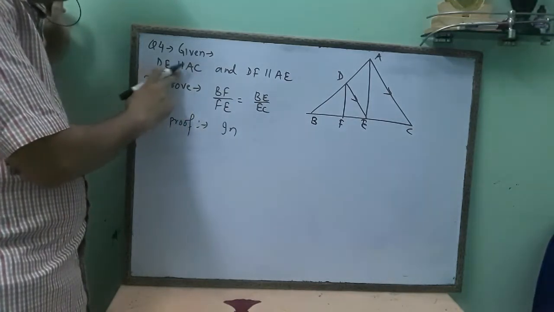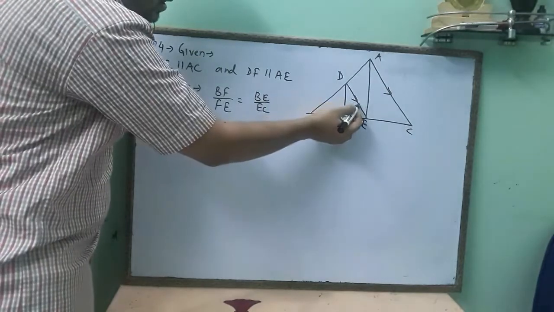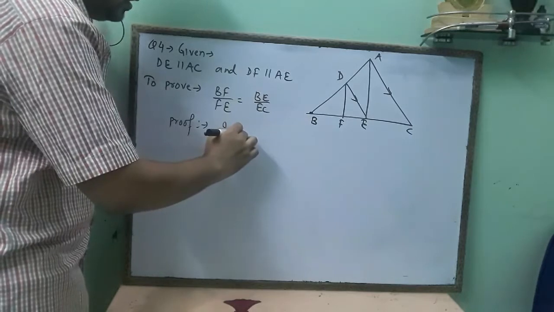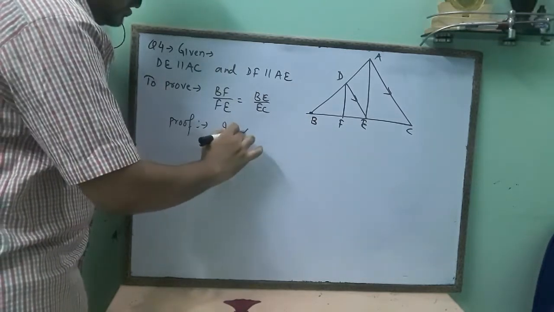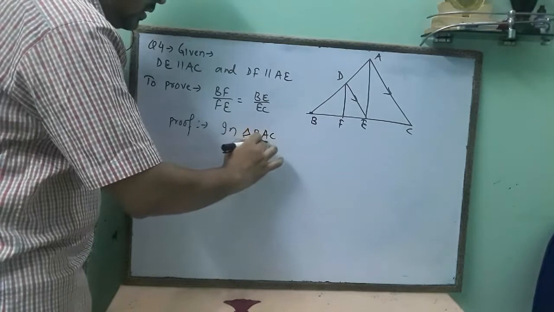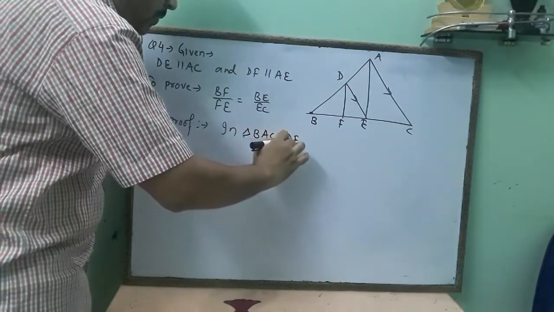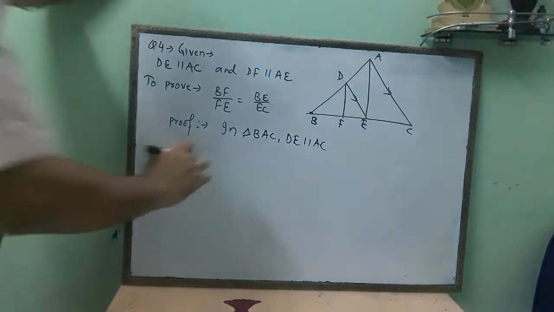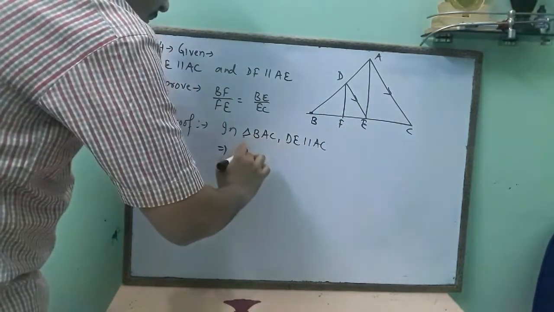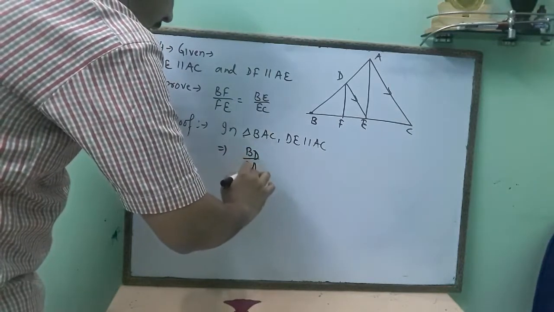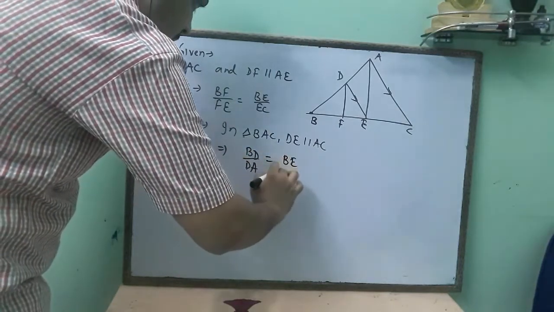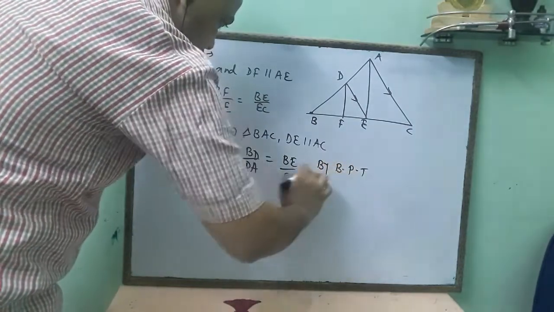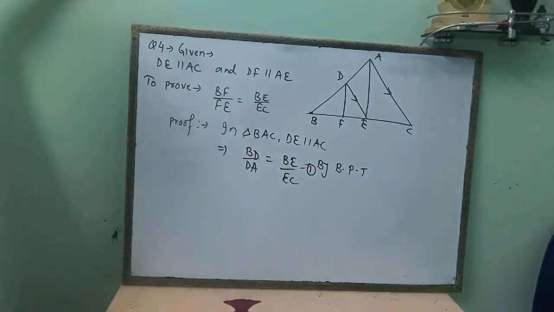Here DE is parallel to AC. The vertex opposite to DE is B. We will write the name in triangle BAC. In triangle BAC, the third side is AC. Since DE is parallel to AC, start from this one and apply the Thales theorem. BD divided by DA will be BE divided by EC. This is by BPT, basic proportionality theorem. Take this as equation 1.